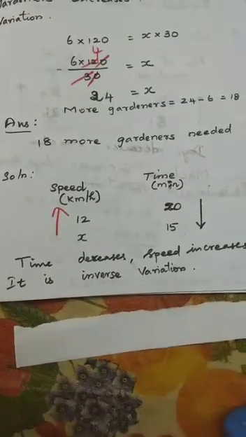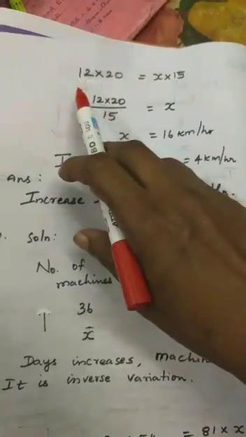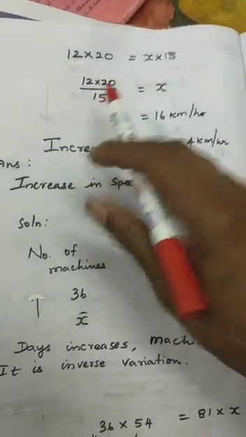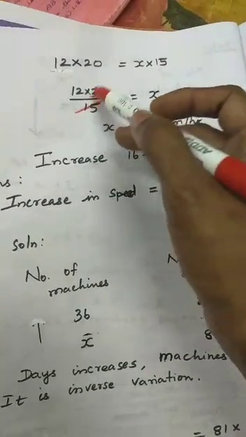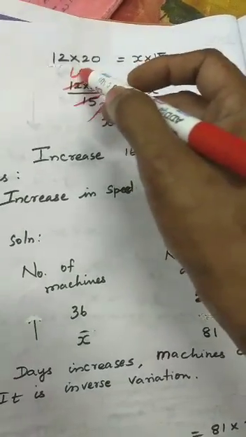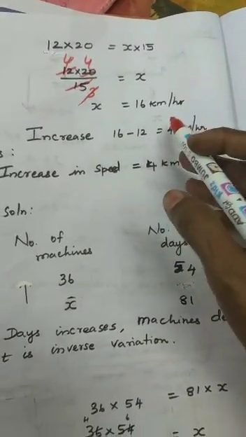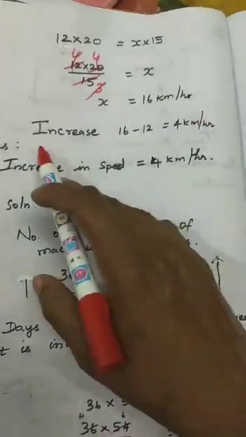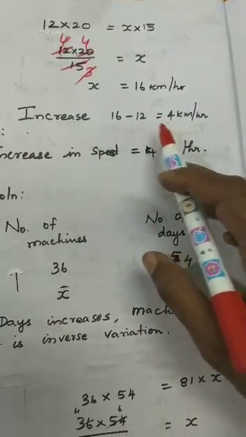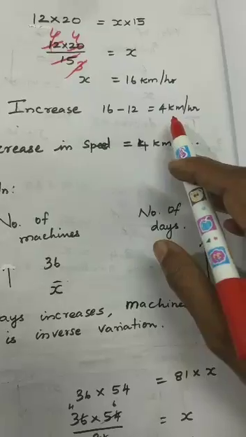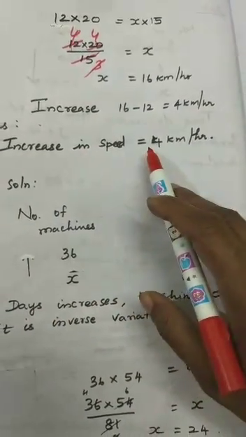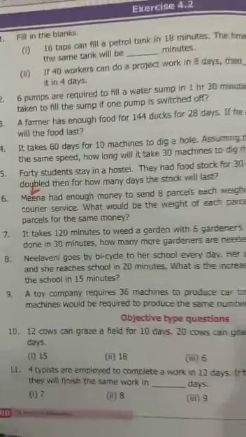Time decreases, speed increases. It is inverse variation. So 20 into 12 is equal to x into 15. Bring the 15 this side and you cancel. Here 4 times, here 3 times. Again 4 times. So 16 kilometers per hour. So how much does the speed increase? 16 minus 12 is equal to 4 kilometers per hour. So the increase in speed is 4 kilometers per hour.